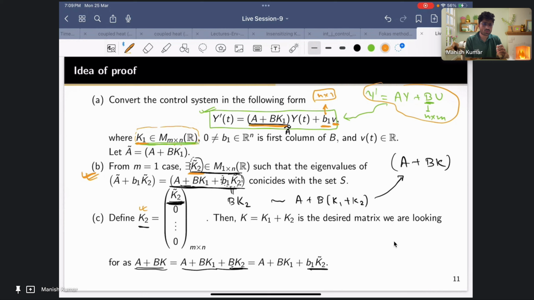Am I audible to you? Yeah, you are audible. Can you repeat the question? No, here you have written y dash of t equal to A plus b k1, y of t plus b1 v. Okay, so you are asking why we did this? Yeah, what is the need of this form?